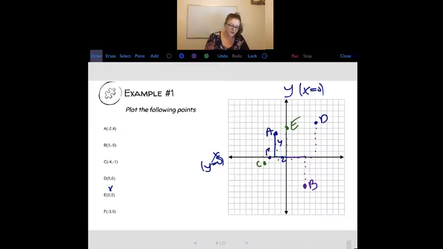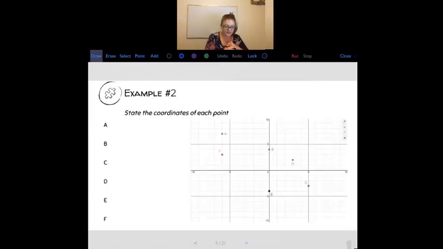Okay. Next up, going the other way around, stating the coordinate of each point. So we'll start with point A. So point A is located here on the coordinate plane. And to get to point A, we always count from the origin how far over, left or right, and that'll be our x value, and then how far up or down, and that'll be the y value. Okay, so you can look at it a couple different ways.